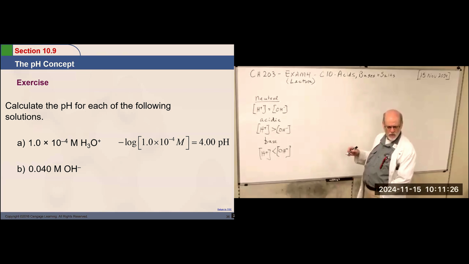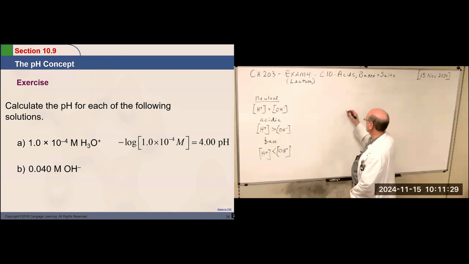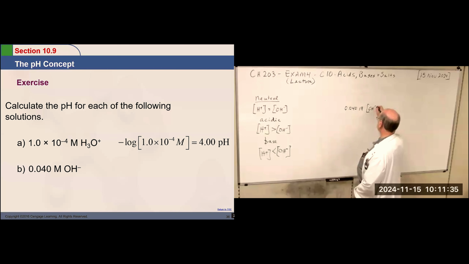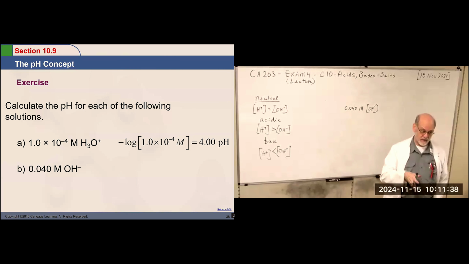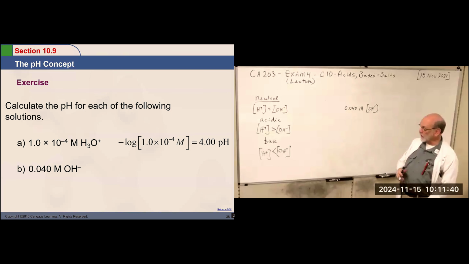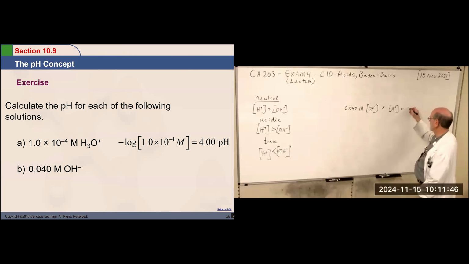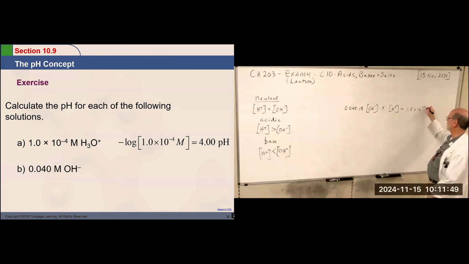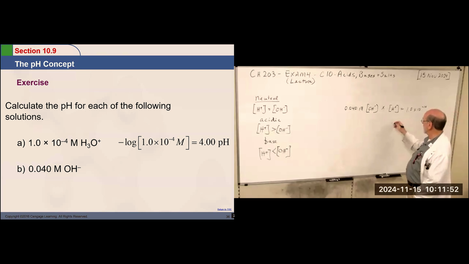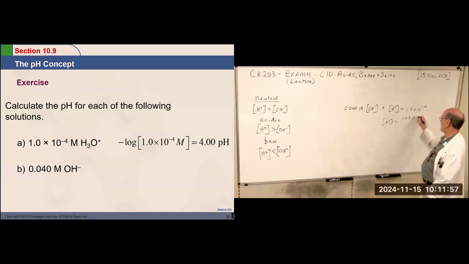How about 0.040 molar hydroxide? Well, the pH is based upon hydrogen ion concentration. So we need to multiply this times that, which is equal to 1 times 10 to the minus 14, right? Okay. So the hydrogen ion concentration would then be 1 times 10 to the minus 14 divided by 4.0 times 10 to the minus 2. And let's convert that one. So that'd be 1, 2 to the right, times 10 to the minus what? 2.